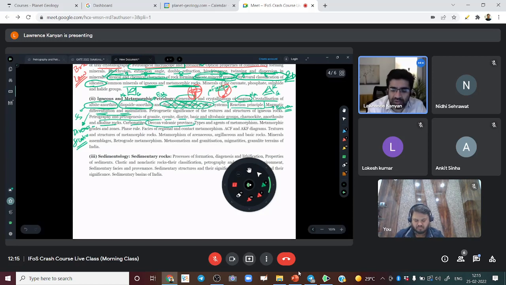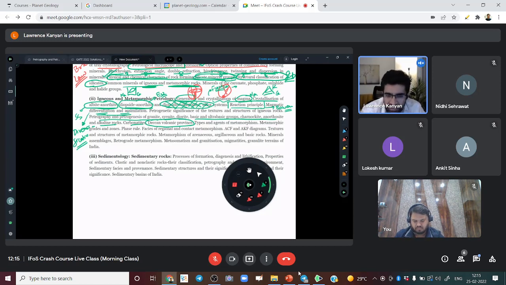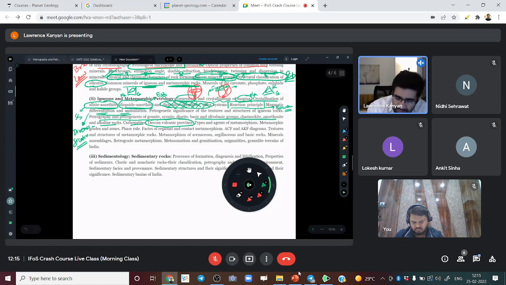Then the Deccan volcanic province. It overlaps with stratigraphy. In stratigraphy, they asked you about igneous provinces of India, and one of them is the Deccan volcanic province. Here also they can ask you the same thing: India is moving northward, and there is reunion hotspot activity. Now, igneous petrology is very simple.